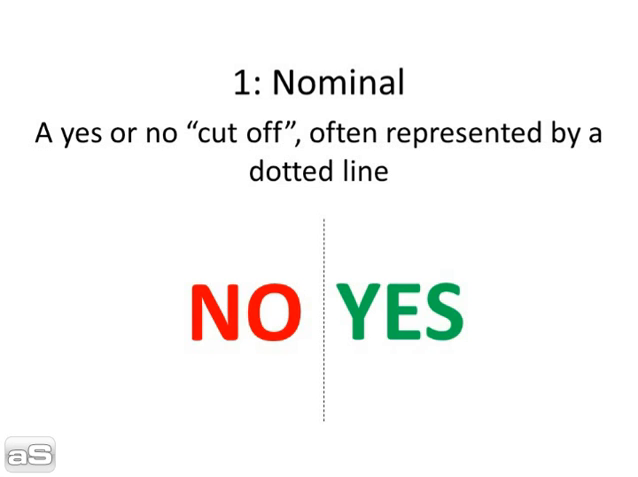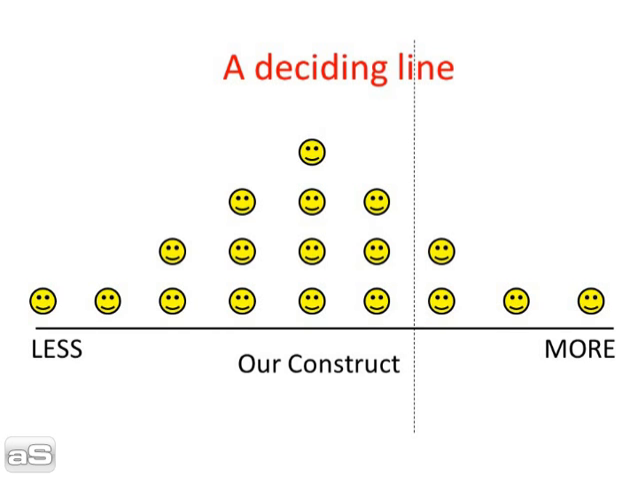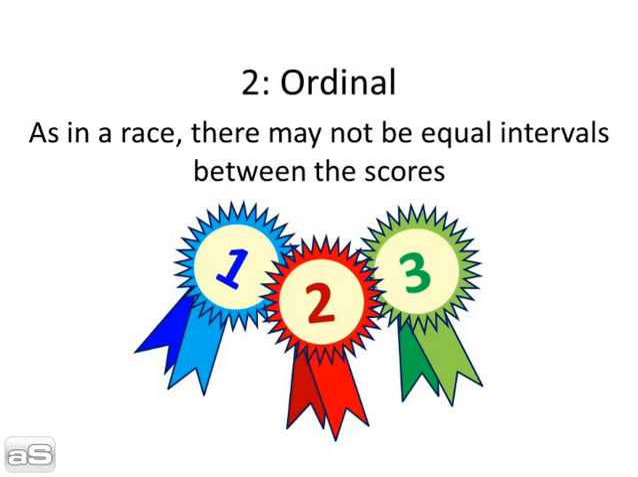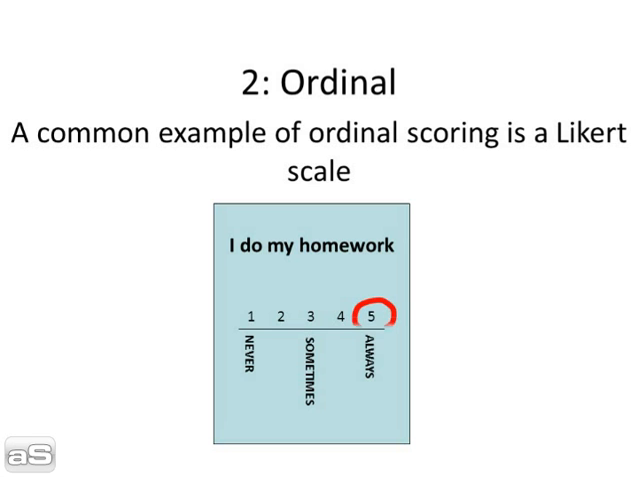Nominal, a yes or no cutoff, often represented by a dotted line. Ordinal, getting first, second or third. As in a race, there may not be equal intervals between the scores. A common example of ordinal scoring is a Likert scale.